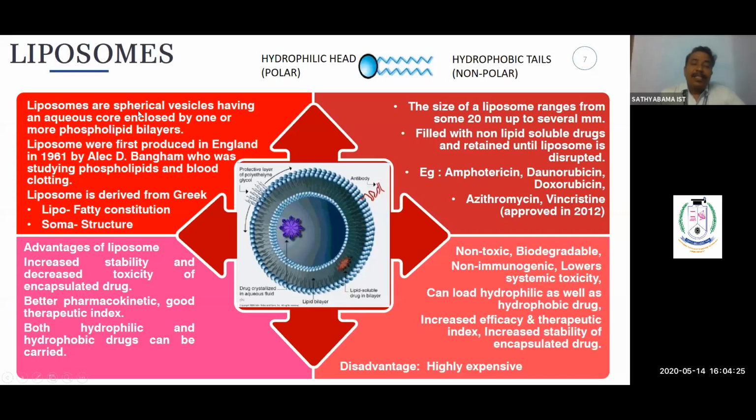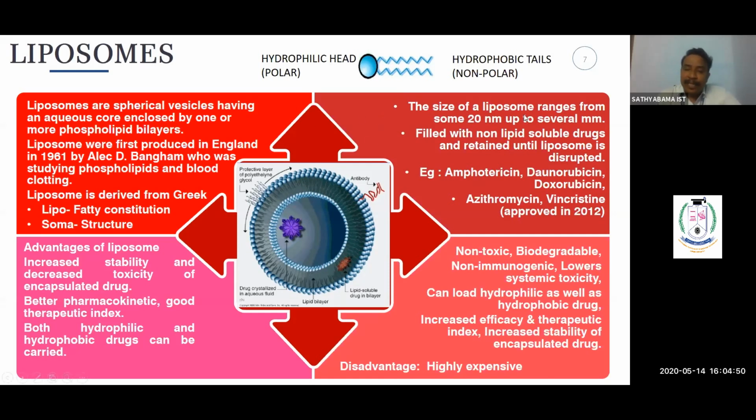These are spherical vesicles which have an aqueous core enclosed by one or more phospholipid or lipid bilayers. These were first invented in the year 1961. And the name actually means that lipo means fat and soma means a structure.